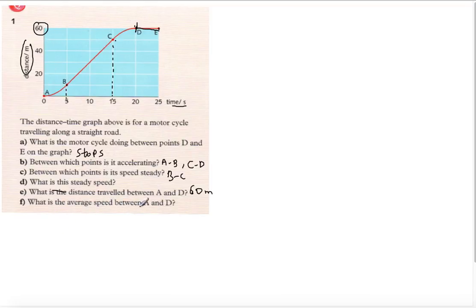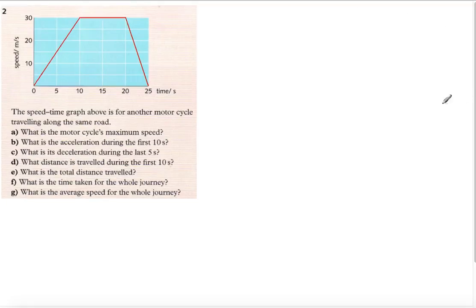What is the average speed between A and D? What was the average speed, or we can say velocity? Taken distance out of taken time. How many meters do we take? As you see, we take 60 meters, and the taken time is 25 seconds, and 60 meters out of 25 seconds is 1.25 meters per second. We can continue with the next question.